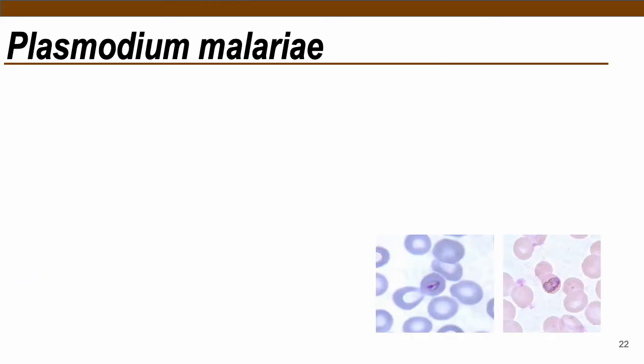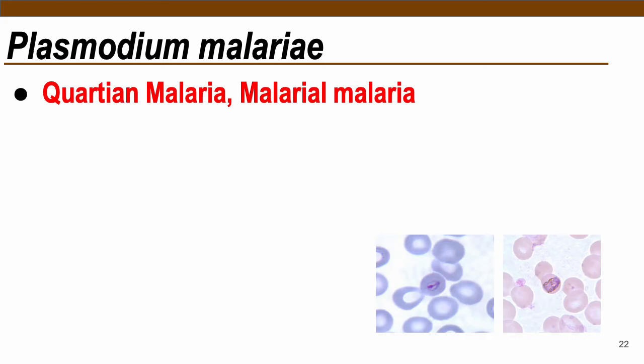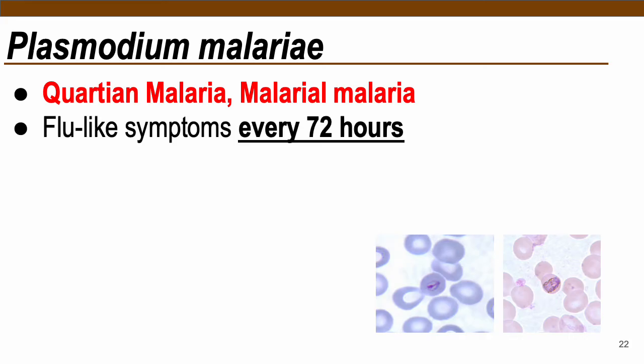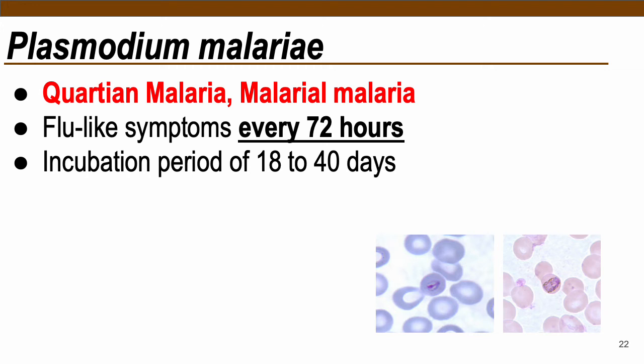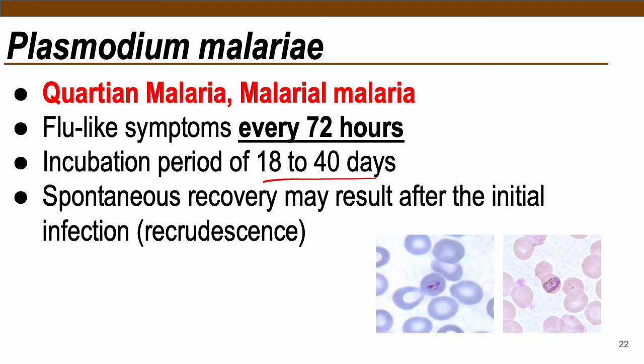So the next one is Plasmodium malariae. This causes quartan malaria or malariae malaria. It is called quartan because the flu-like symptoms or paroxysms happen every 72 hours. Upon exposure to the parasite, the incubation period is around 18 to 40 days, which is quite longer than the first two Plasmodium species. For repeated attacks, this causes recrudescence as well, just like Plasmodium falciparum.